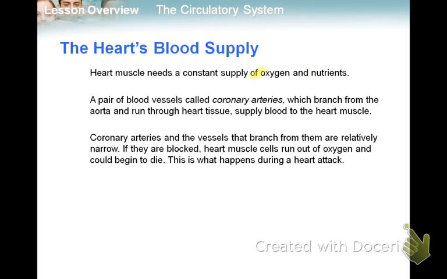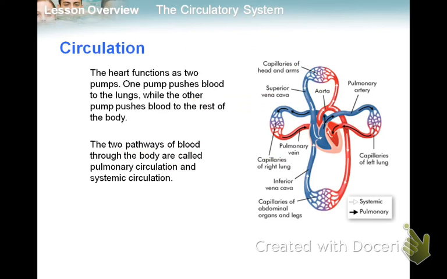The heart needs a supply of oxygen and nutrients. The coronary arteries are in charge of that job. They run through the heart tissue and supply blood to the heart muscles. If these become blocked, the heart muscle runs out of oxygen and could begin to die. This is what happens during a heart attack.